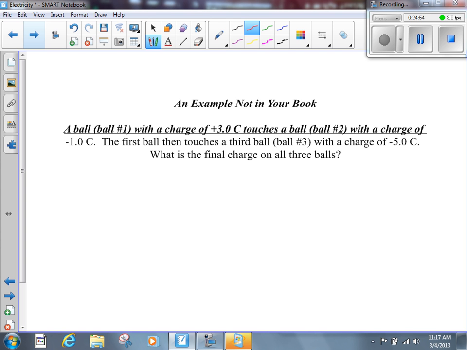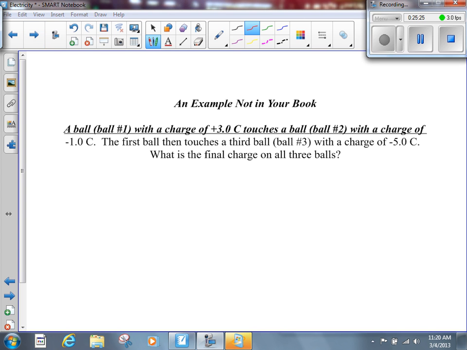It says, a ball that we're conveniently calling ball number 1 with a charge of 3 coulombs touches another ball that we're calling ball number 2 with a charge of -1 coulomb. The first ball then touches the third ball with a charge of -5 coulombs. What's the charge on all 3 of these balls? How does this relate to the law of conservation of charge? We'll see in a second.